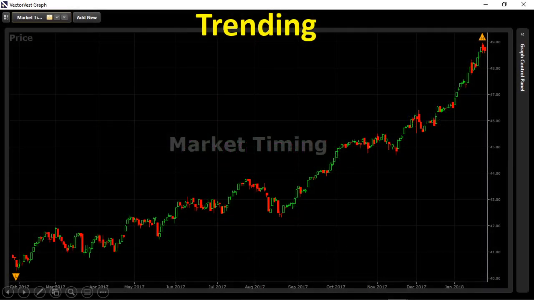So here's what a trending market looks like. Now this is February of 2017 to January of 2018. Don't worry about the time frame, okay? It's the market environment that we want to understand and pay attention to. This is a trending market, right? How do I know that? Well, the market's hitting higher highs and higher lows on a monthly basis.